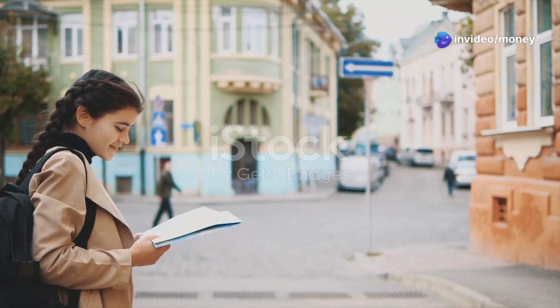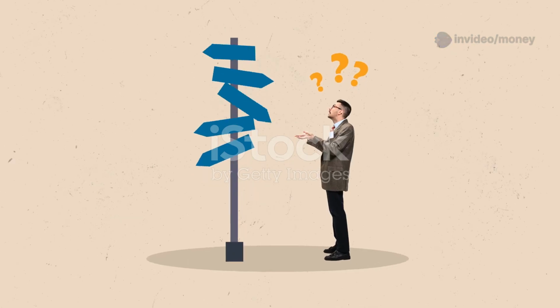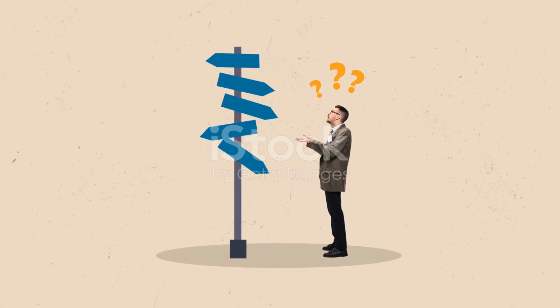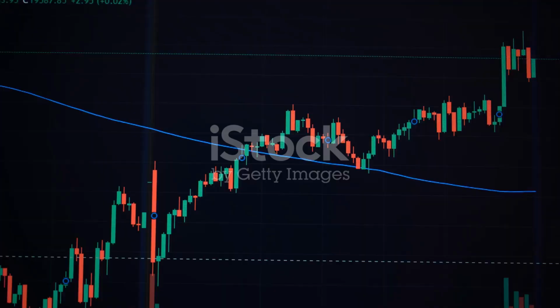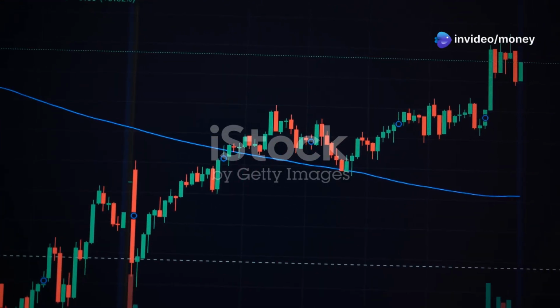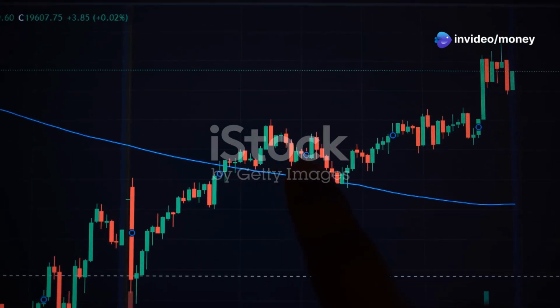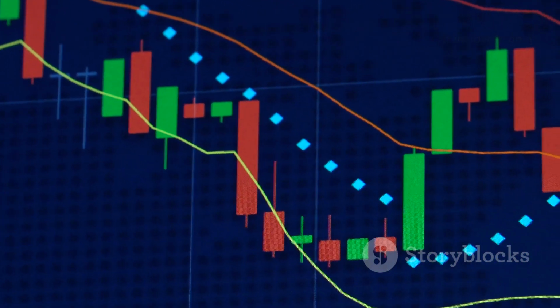Imagine trying to navigate a foreign country without understanding the local language. You might see signs and gestures, but their true meaning would be lost on you. The financial markets have their own language, and for centuries traders have used a powerful visual tool to interpret it: Japanese candlestick charts. These charts are more than just simple price graphs.